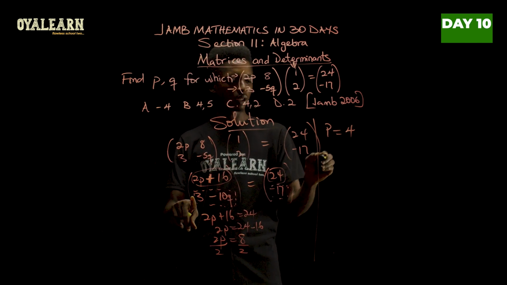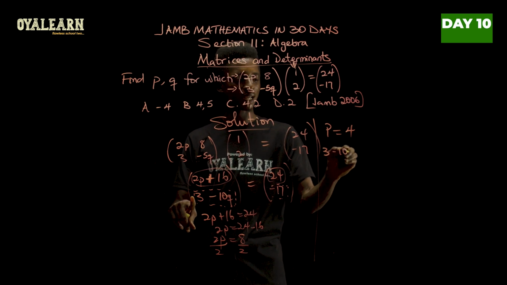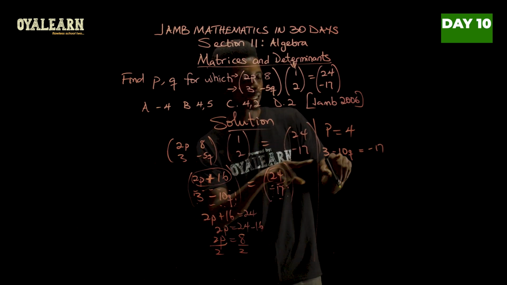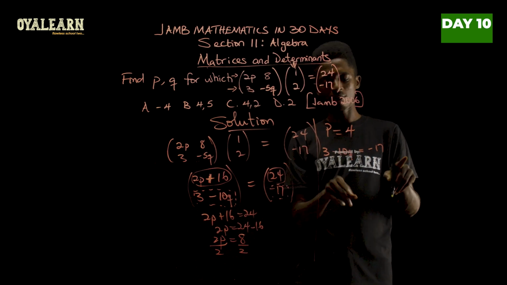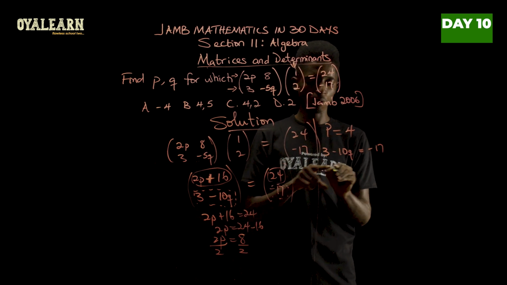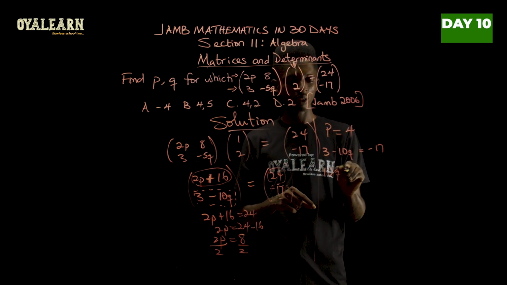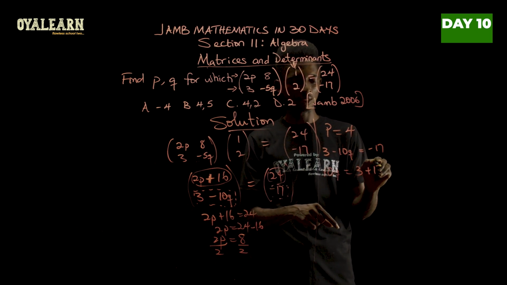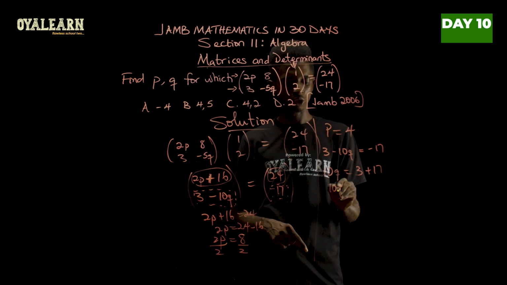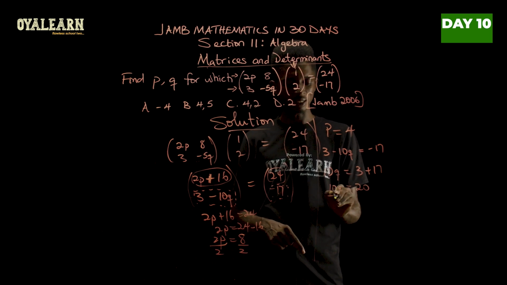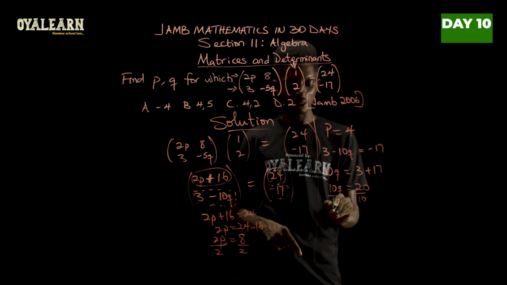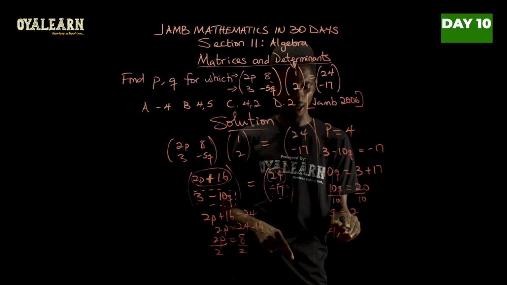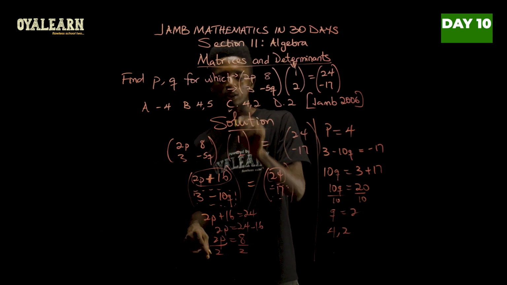we go to the next one where we have 3 minus 10q equals minus 17. So I'll take minus 10q to this side and then bring minus 17 here. Minus 10q here will make it positive, so we would have 10q equals, we have 3 here, then minus 17 becomes plus 17. So 10q equals 20. Now dividing both sides by 10, we see that q equals 2. So our answer is 4, 2, and that makes it option C.